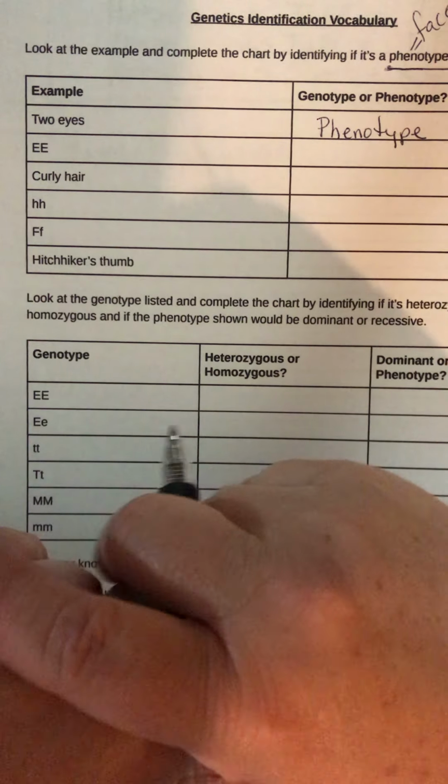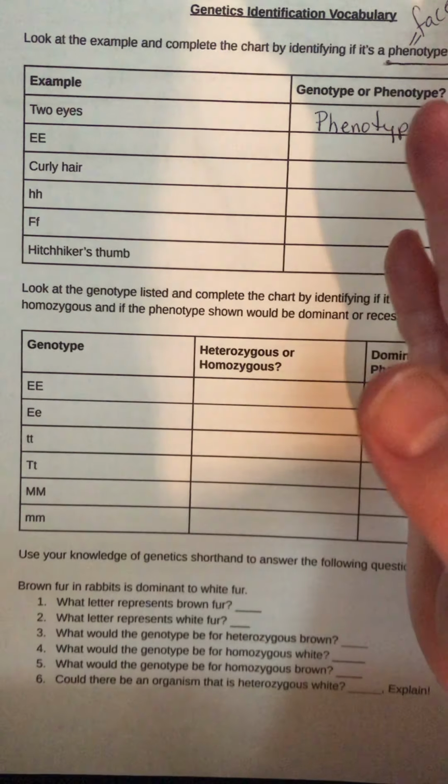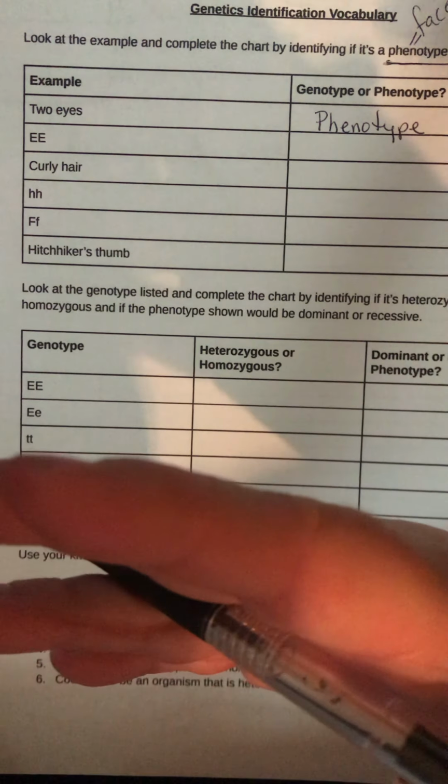Then I see 2 letter E's. So we talked about that in genetic shorthand, we're going to use a single letter to represent the traits.